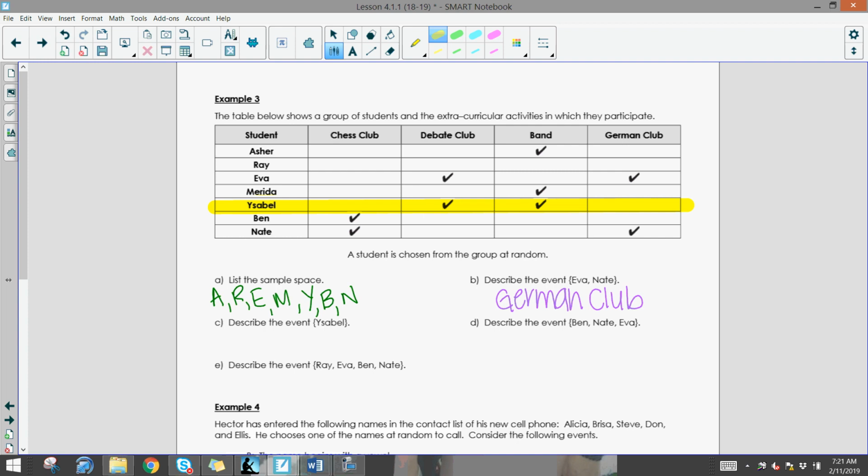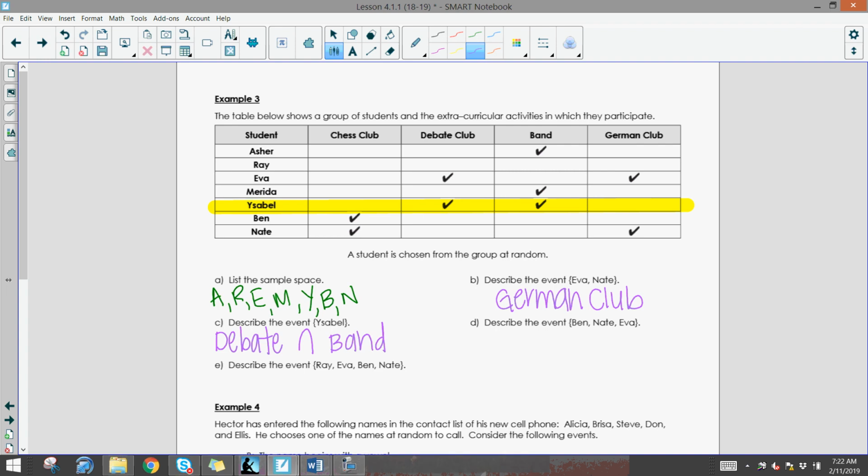Okay. So we have just her. So what's special about just her? Well, she is not in chess club, but there are a bunch of other people not in chess club. She is in debate club, so is Eva. She's in band, so is a couple other people. She's not in German club, but it looks like she is the only student that is in debate club and band. So that's what I'm going to go with. Okay. So she is in debate, and that's your upside down U band. Okay. If you went through and found the students who are in both at the same time, she's the only one, making her unique to that situation.